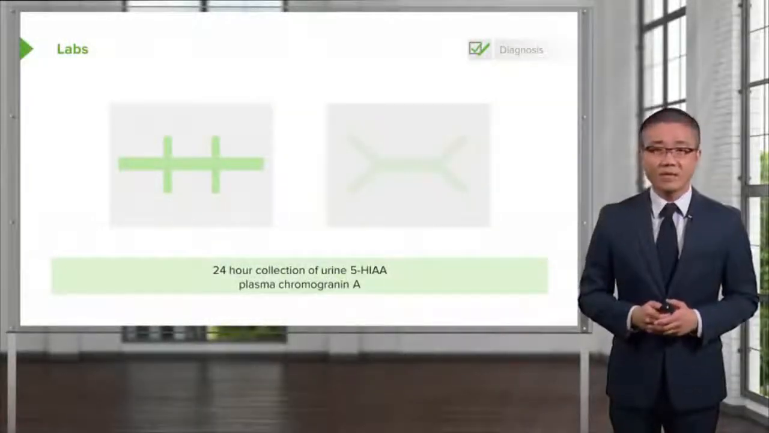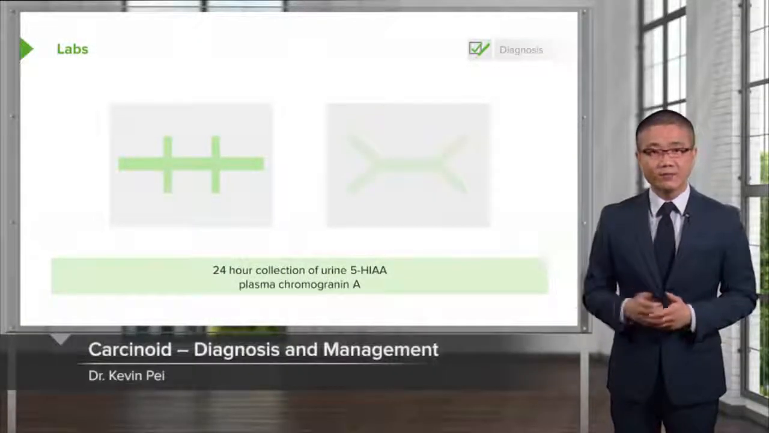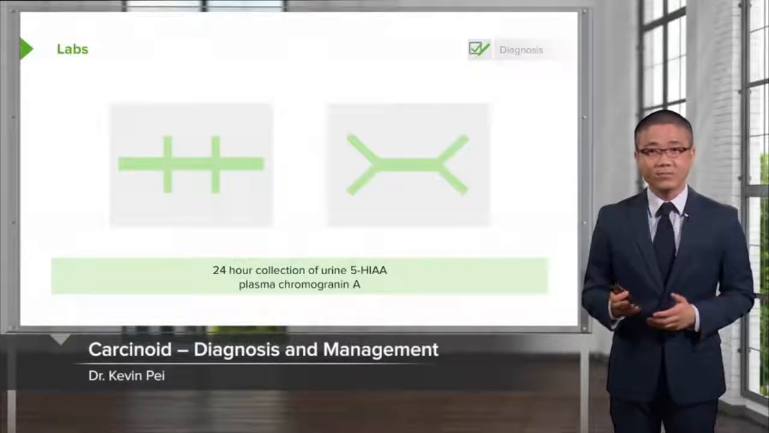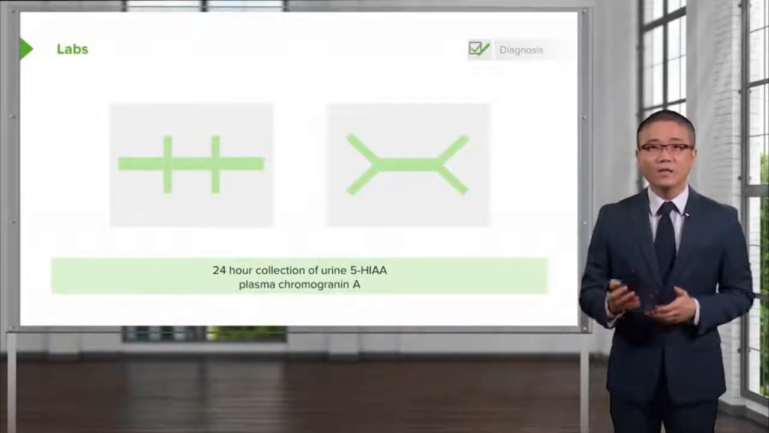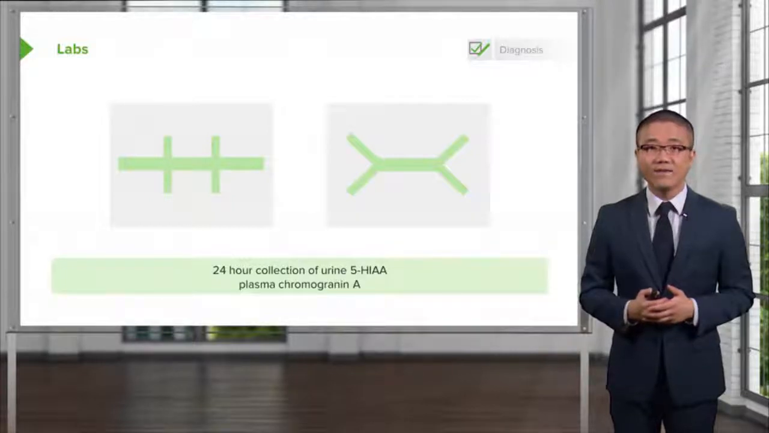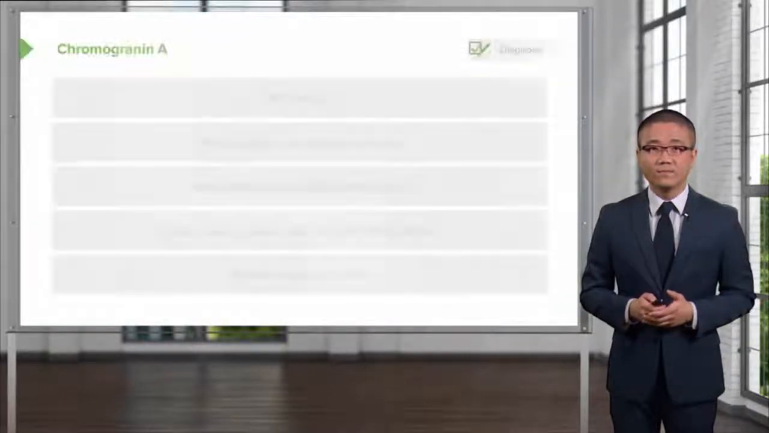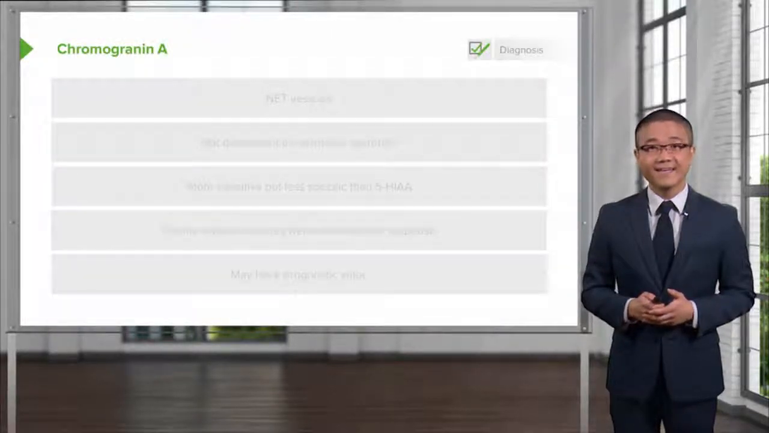Traditional labs may not be very helpful. This includes the chemistry or the CBC. To diagnose an increase in serotonin secretion, we collect a 24-hour urine 5-HIAA as well as a plasma chromogranin A level. What's chromogranin A?